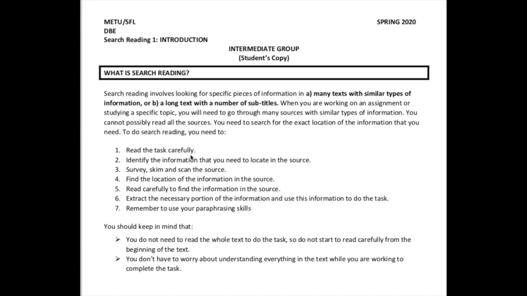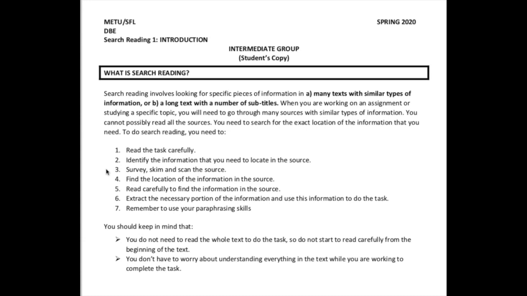2. Identify the information that you need to locate in the source. Now, this is connected to reading the task carefully. If you read the task carefully, if you read what you need to do, then you will know more easily where you will find the information that you need to locate in the text. The third point is, please survey, skim, and scan the source. And when I say the source, I mean the text.